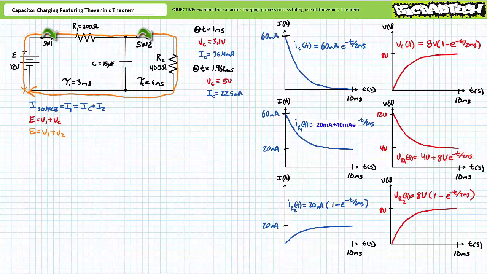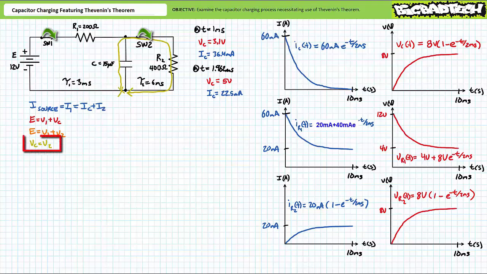Another application of Kirchhoff's voltage law for this loop in orange demonstrates that the rise induced by the source is equal to the voltage drop across R1 plus the voltage drop across R2, E equals V1 plus V2. Finally, another application of Kirchhoff's voltage law for this loop in yellow demonstrates that the voltage across the capacitor will be equal to the voltage drop across R2, VC equals V2.